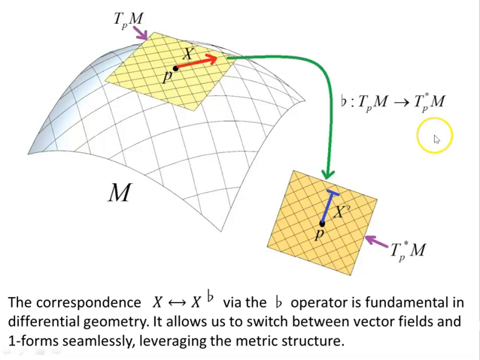So again, just to remind ourselves, we have the tangent space of the manifold at point P. We have a vector x in there, or any other vectors in this particular tangent space of the point P to the manifold M. We have the cotangent space at the point P, which contains the one form x flat, okay? And the flat operator is a map from this tangent space to this cotangent space. So the correspondence x to x flat via the flat operator is fundamental in differential geometry. It allows us to switch between vector fields and one forms seamlessly, leveraging the metric structure. We're going to see a little bit more about that metric structure when we generalize our definition a bit.